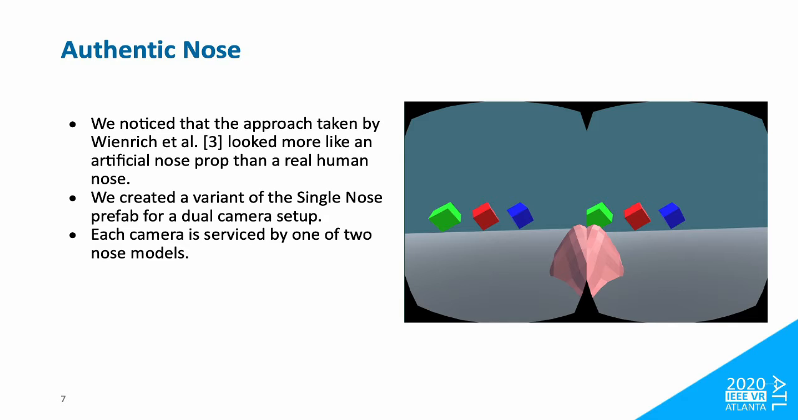Now we noticed that this effect more closely resembled a large artificial nose on the front of the user's face more than their actual nose, something like a Groucho Marx mask for those familiar. If you close one eye and look at your own nose, you might notice that you're only able to see one half of it. So we created a variant of this approach called Authentic Nose for use with a dual camera setup. Each camera is serviced by its own nose model, visible only to that camera, and this variant comes with a spacing option which controls the distance between the two nose models.